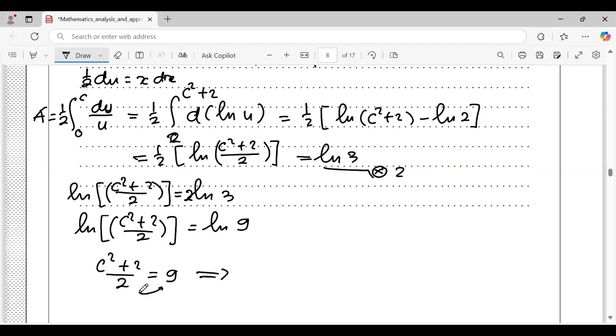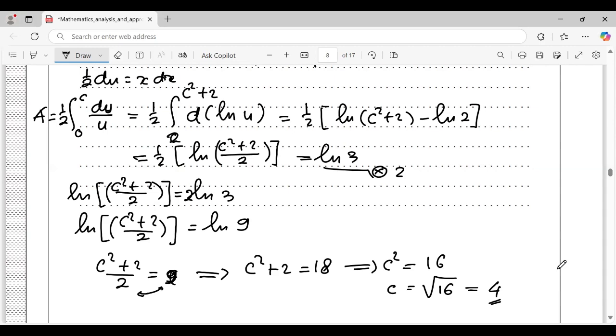And if we multiply by 2, this expression multiplied by 2, and 9 as well multiplied by 2, is going to be c squared plus 2 equal 18. Or c squared equal 18 minus 2 equals 16. And c equals square root 16. It is 4. So c equal 4.